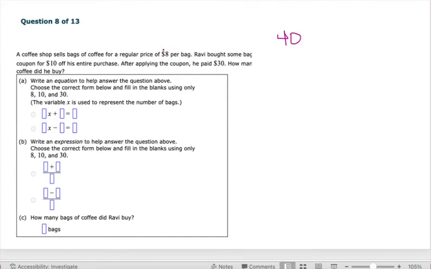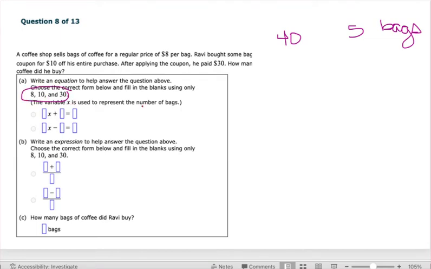Okay, and if each bag of coffee was $8, then he bought 5 bags. Okay, so he bought 5 bags of coffee. Now let's go see what they want. Write an equation to help answer the question above. Choose the correct form below and fill in the blanks using only 8, 10, and 30. They give us the numbers we have to use.